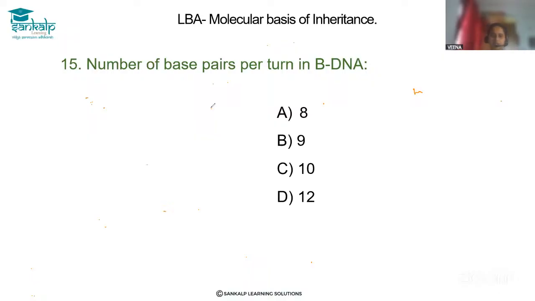Let's solve question 15. The number of base pairs per turn in a B-DNA. As you know, B-DNA is the common form of DNA. I'm not drawing properly, please adjust. So here it is a B-DNA, and this is one turn.